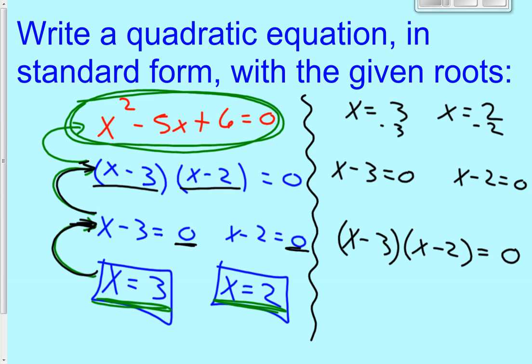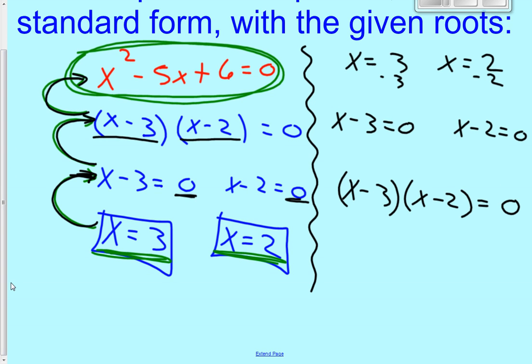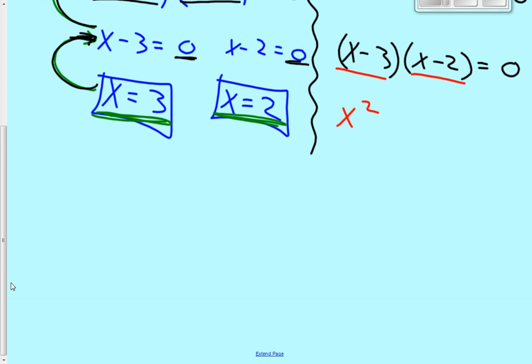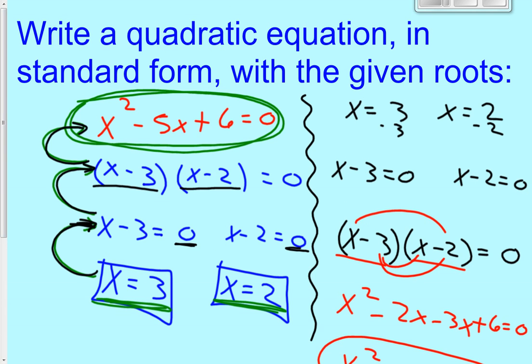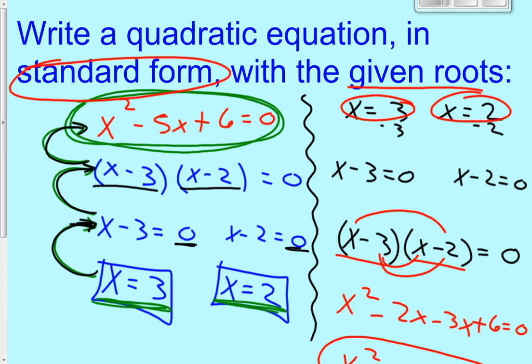And then lastly, to get our equation, how do we do that? Well, we simply FOIL. We multiply these two binomials by each other. So when we multiply, we get x squared minus 2x minus 3x plus 6. That equals 0. And so our answer, x squared minus 5x plus 6 equals 0. Here's the standard form of an equation, which is what we want. We want to find the standard form of an equation when we're given the roots. And these were the roots that we were given. So that's what we're going to be doing for these four problems here on this day of notes.